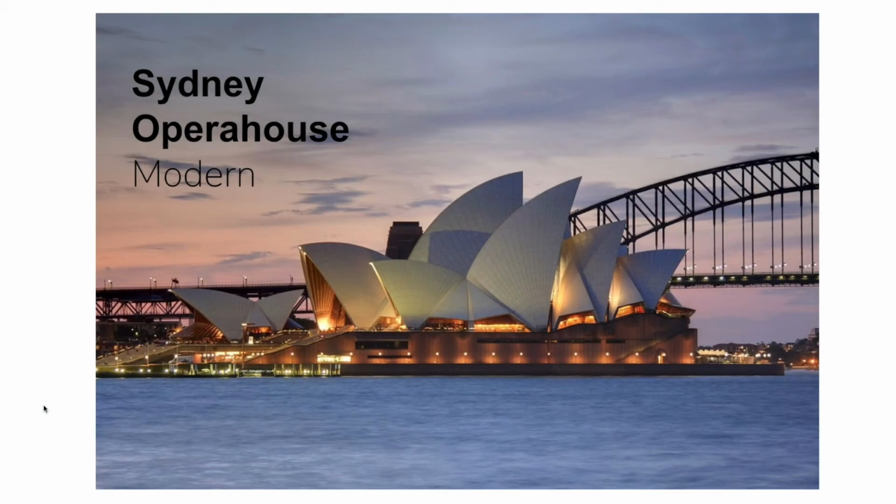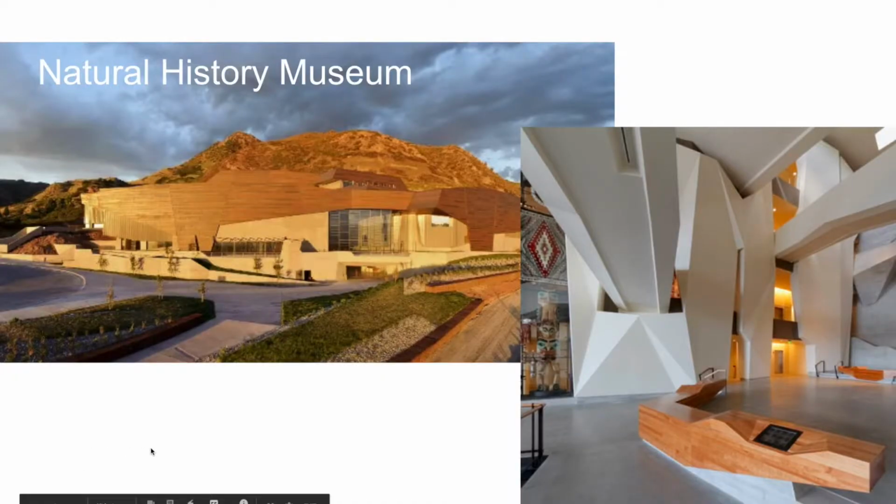The style of the Sydney Opera House is modern. Okay, does anyone recognize the Sydney Opera House? It's a really famous building. Another modern building that we have right here in Salt Lake City is the Natural History Museum. This is up above the University of Utah campus along the foothills there. It's a museum that has a lot of natural history, obviously.